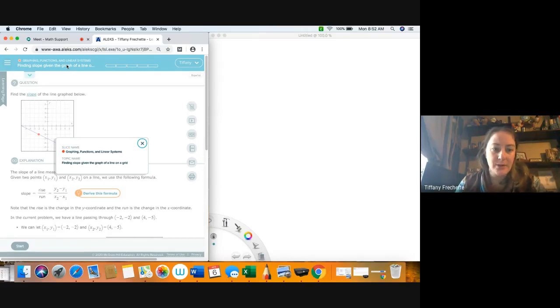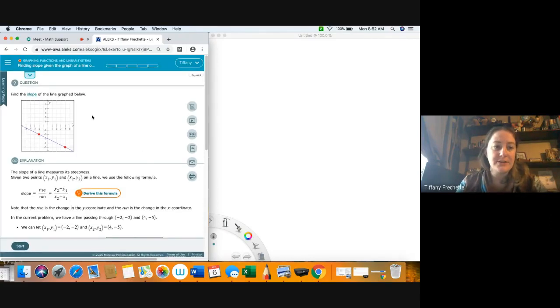Finding slope given the graph of a line on a grid. All right, so it says find the slope of the line graphed below, and it gives you the coordinates on a graph. So they give you this option. Let me grab my board here.